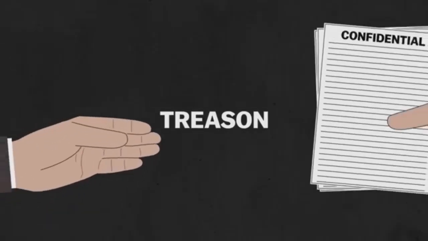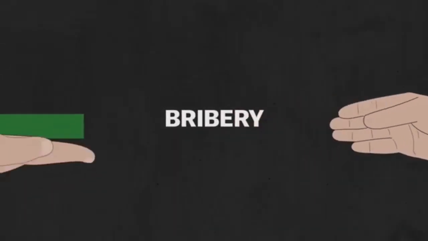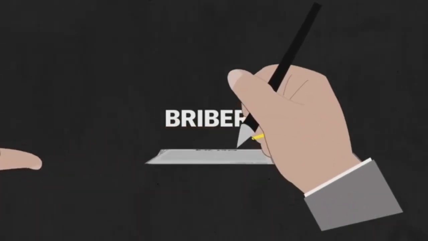Come on, Vox. Treason means helping enemies of the United States, and bribery is taking money or gifts in exchange for a political favor. Wow, that was easier than whenever they tried to teach me that in school.